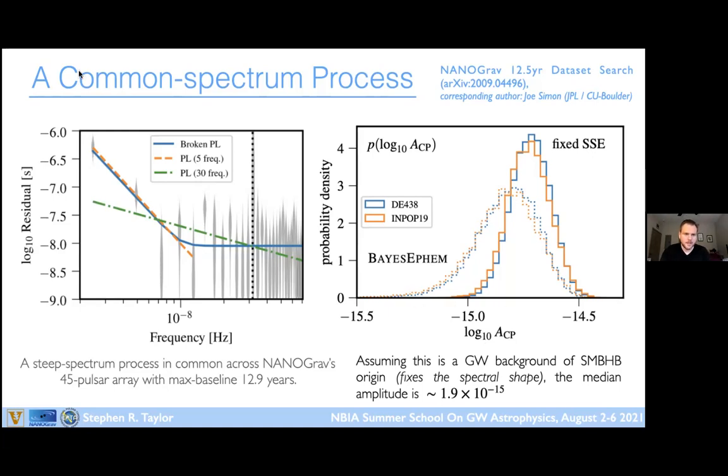On the left-hand side here, I'm showing you one of the plots from the paper, and it's essentially showing you the spectrum of the timing deviations that are found in the data set. As I mentioned yesterday, we can probe down to frequencies corresponding to 1 over the total observation time of the array. So 1/12.5 years is roughly 2 nanohertz. And that's why this first gray point here is at around 2 nanohertz.